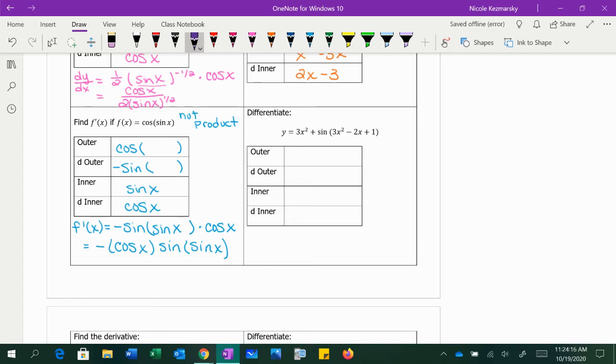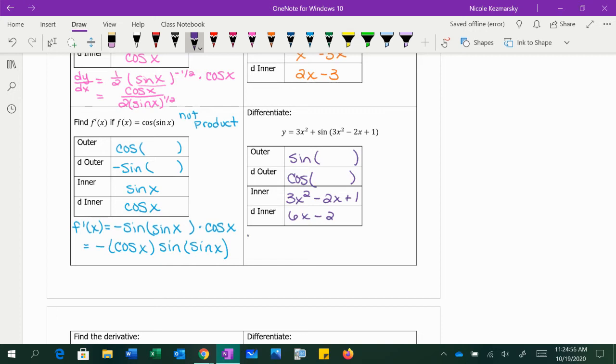For the next example, we have a 3x squared out front, and that's getting added. That's a regular old constant multiple rule. The chain rule is the sine of the stuff in parentheses. So we're going to have sine of some stuff in parentheses. The derivative of that is going to be cosine of parentheses. The inner is the stuff in the parentheses, so 3x squared minus 2x plus 1. And the derivative is 6x minus 2.